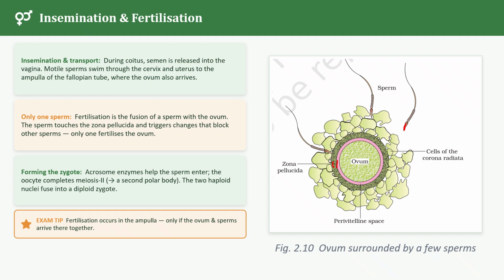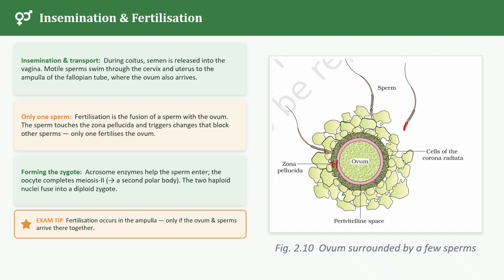Finally the male and the female pronuclei fuse to form a diploid zygote, that is 2n equal to 46 chromosomes. So what you should learn from the exam point of view is fertilization occurs in the ampullary isthmic junction, that is nothing but the ampulla of the fallopian tube, and formation of the zygote marks the beginning of a new individual.